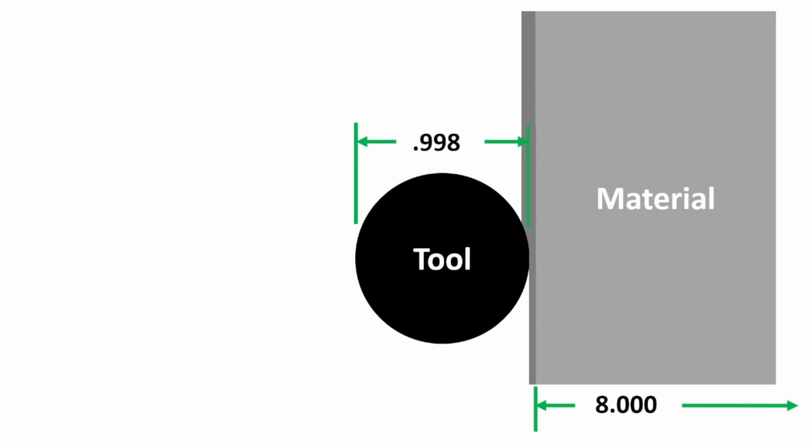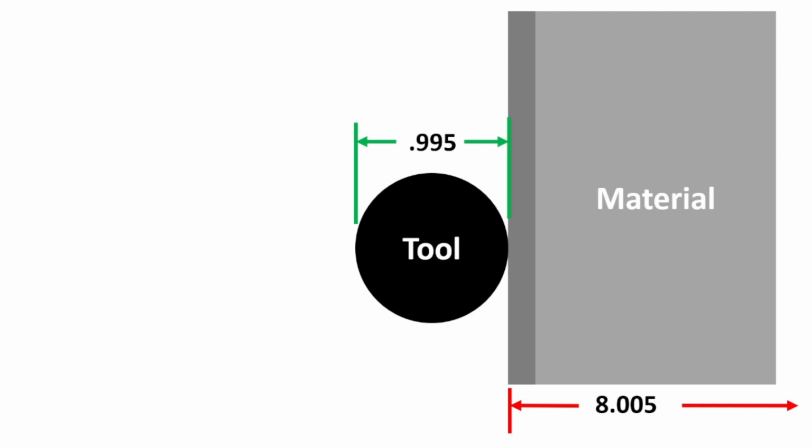If the tool gets smaller by 0.002 of an inch in diameter, then that means that the material is going to be bigger by 0.002 of an inch. The part is still good as the tolerance is plus or minus 0.004 of an inch.